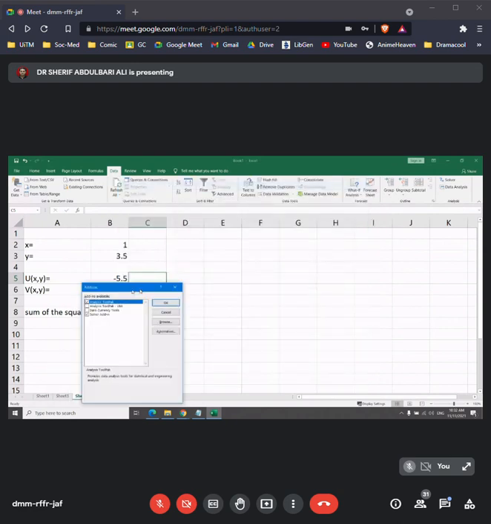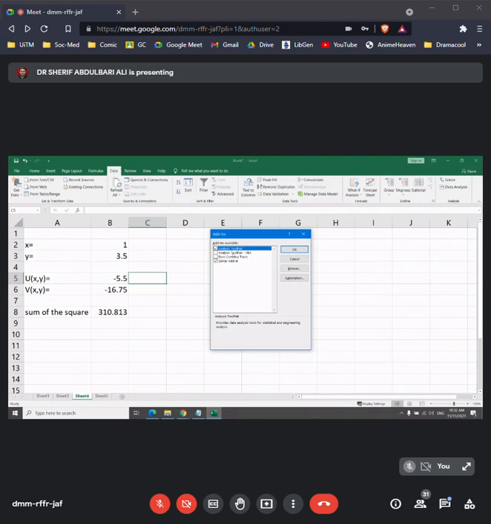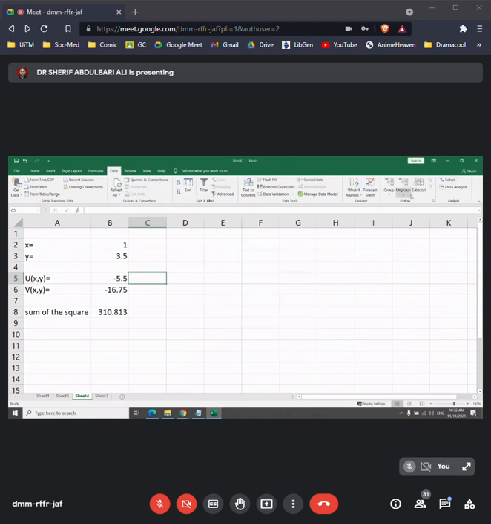You are going to find the solver here. Tick it and wait for a few seconds. You are going to find the solver at the corner. So tick the solver, click OK, wait a second, and you will find it. This is the way to install it.